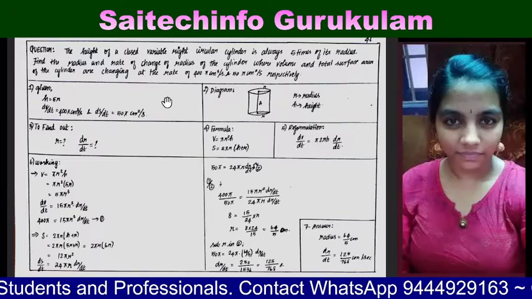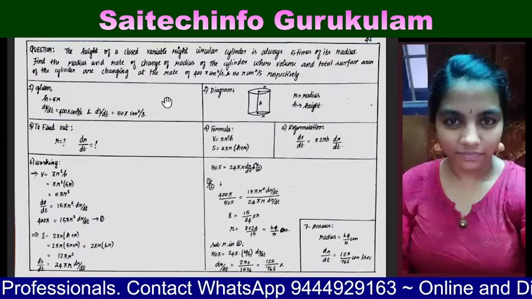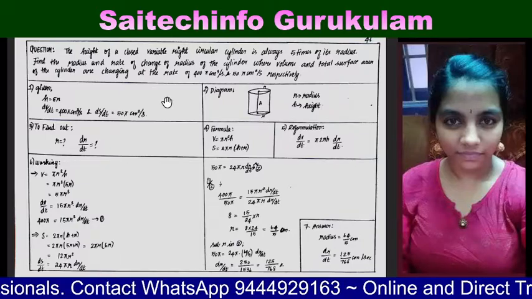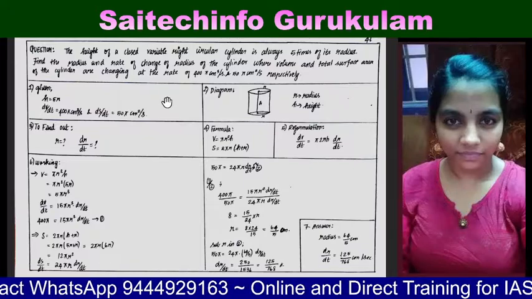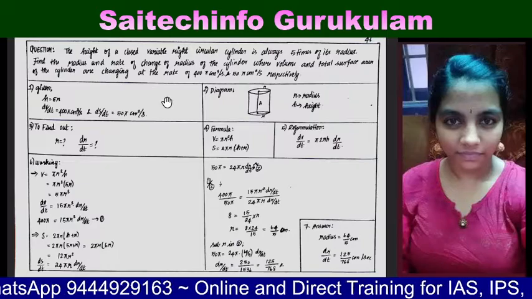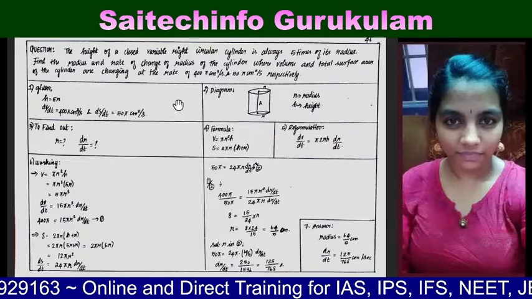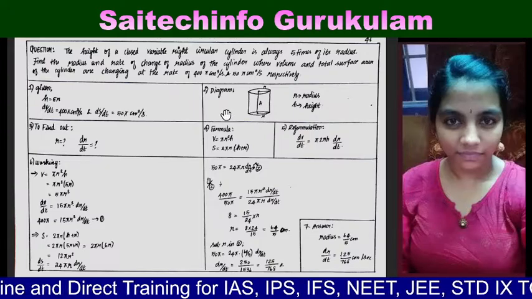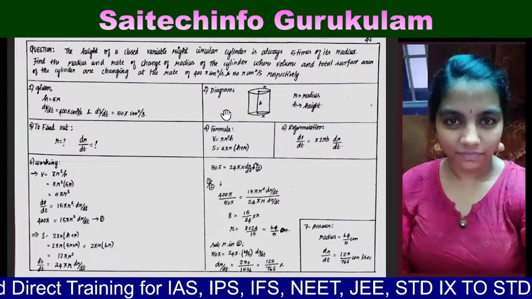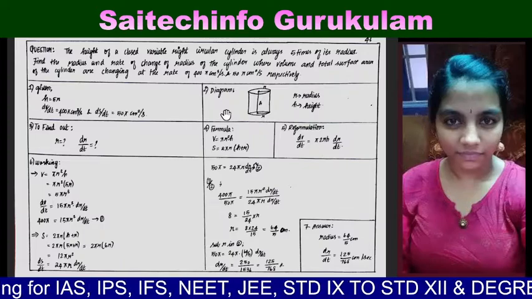So h is equal to 5r. And also given, volume differentiated with respect to time, dV by dt is equal to 400 pi centimeter cube per second, and total surface area differentiated with respect to time, dS by dt is equal to 50 pi centimeter square per second. I have just shown a cylinder with radius r and height h. To find out radius r and dr by dt, that is differentiating the radius with respect to time.